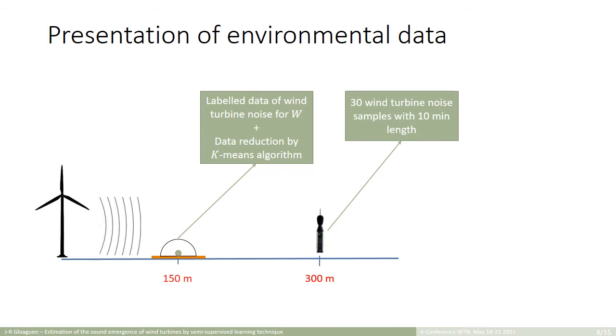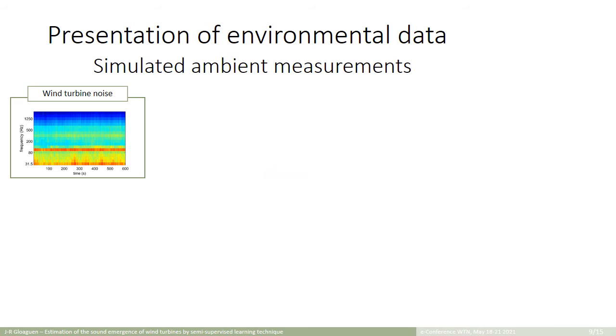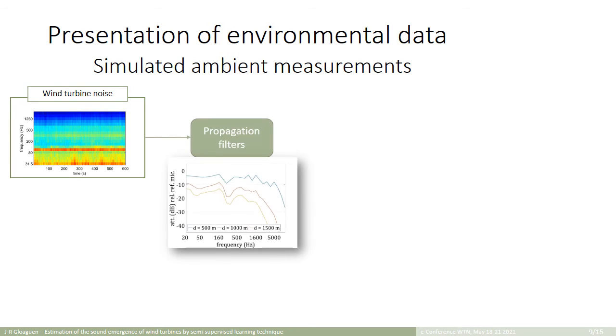To do so, we collected measurements made on the same wind farm but at 300 meters from the wind turbines, with the most emergent period possible. And the residual noise is captured at different wind farm locations during the shutdown of the machine. The construction of the scenes is done as follows. First, we select a wind turbine noise sample of 10 minutes. And to obtain convincing ambient scenes, the wind turbine noise is filtered by an attenuation filter estimated with a parabolic equation.